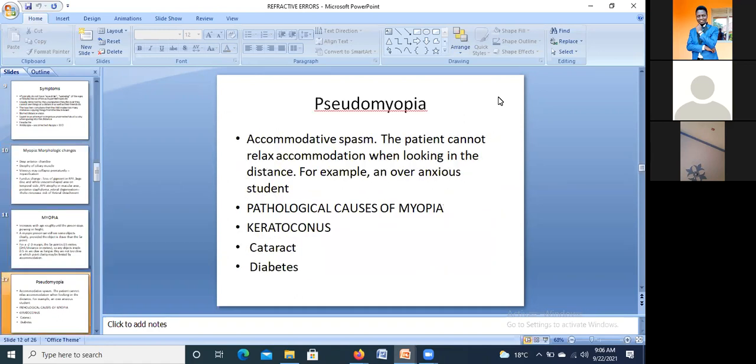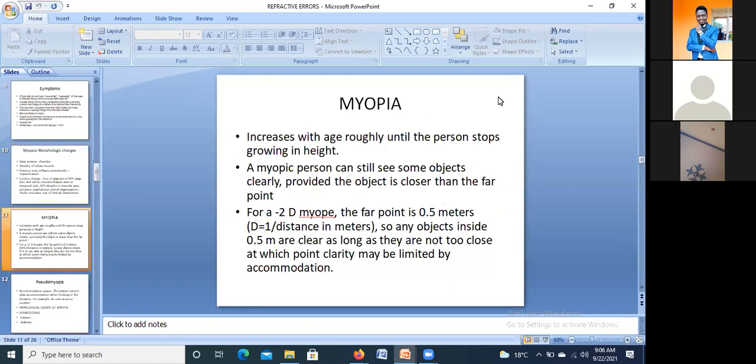Myopia usually increases with age. That's what I said: the eyeball keeps on growing. So as the eyeball keeps on growing in size, as you grow, myopia also keeps on changing. Eventually it increases because if the power of the eye remains the same, but the size of the eyeball keeps on increasing, then the amount of myopia also keeps on increasing up to a certain point.